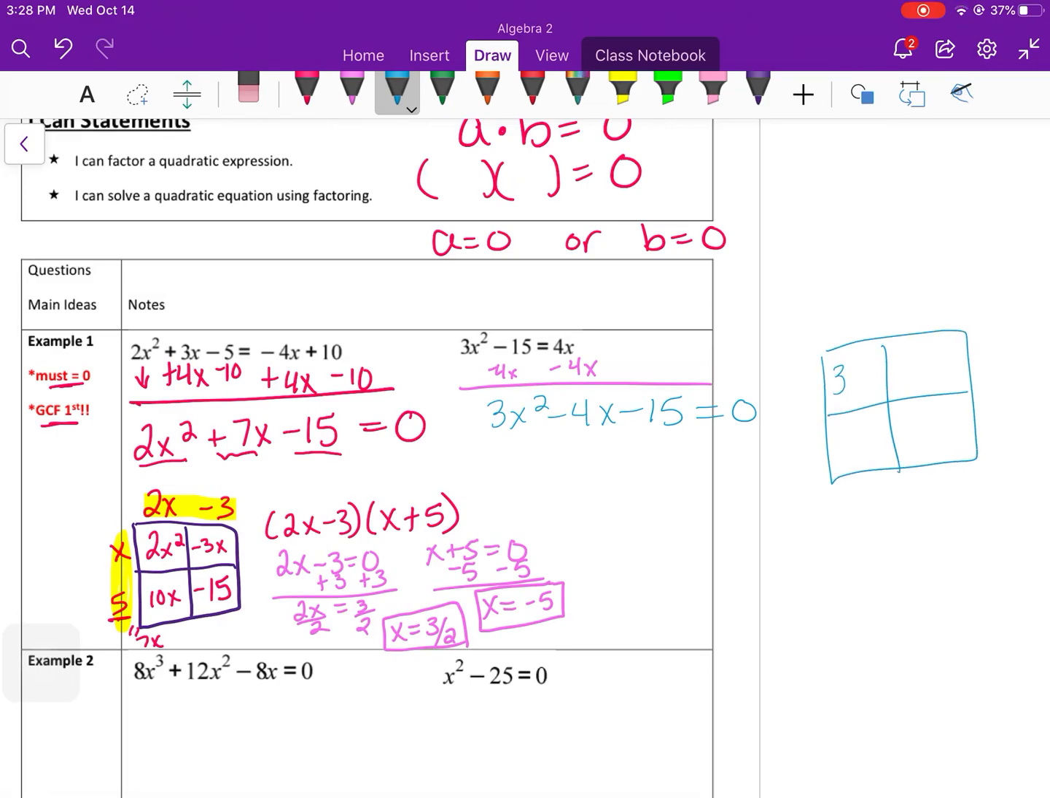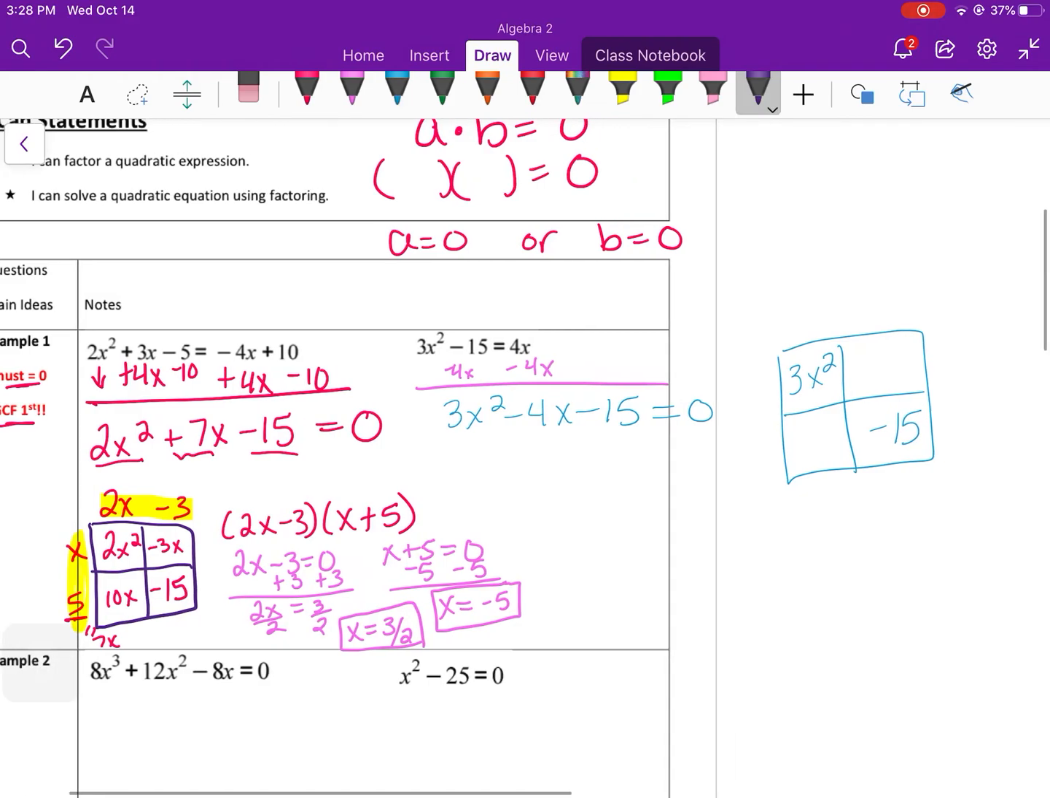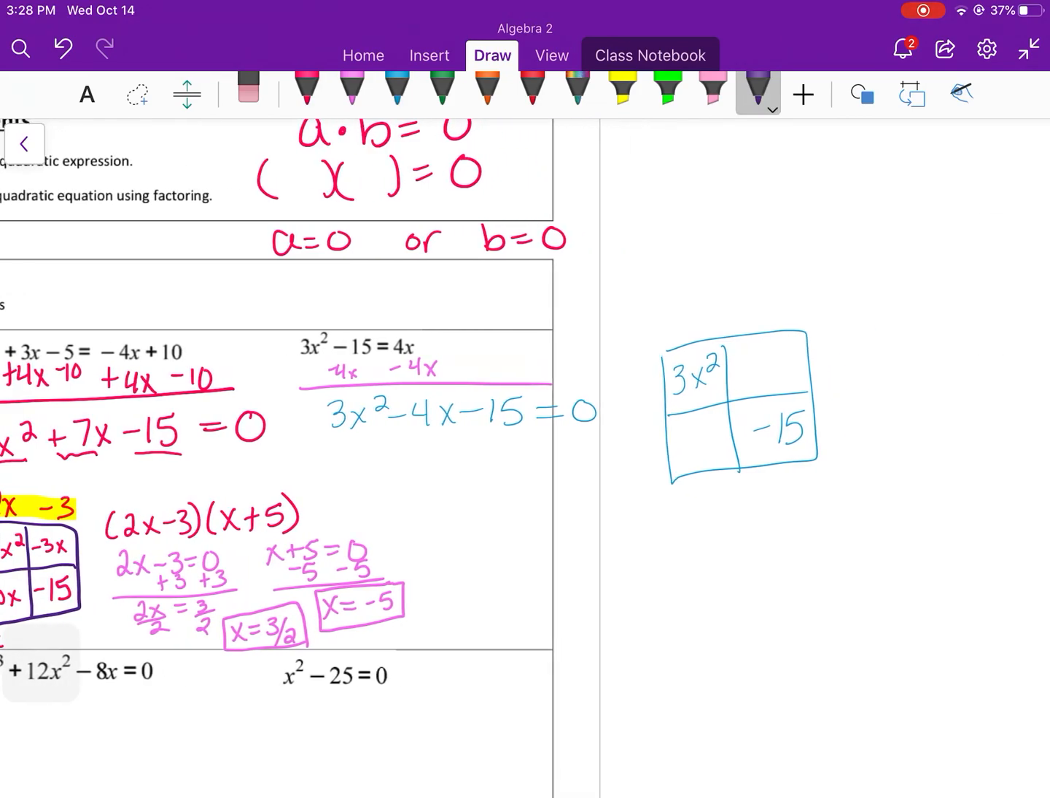Factor it. The 3x squared is the first term, negative 15 is the last term. Multiply 3 times negative 15 would be negative 45. You want factors that multiply to negative 45 but add up to negative 4. So I think that would be 5 times 9. I want negative 4, so negative 9. And you put those here, so 5x and negative 9x, and that's going to give me my negative 4x in the middle. Then figuring out the outside.